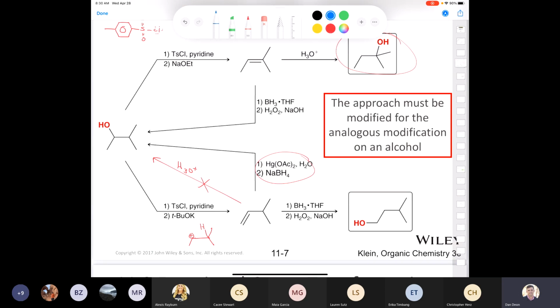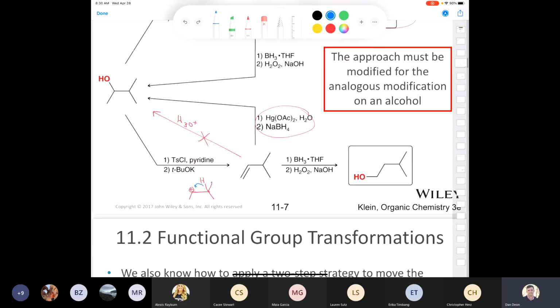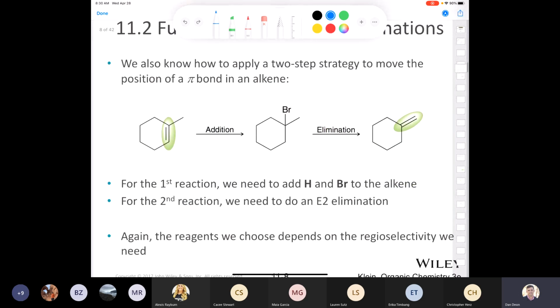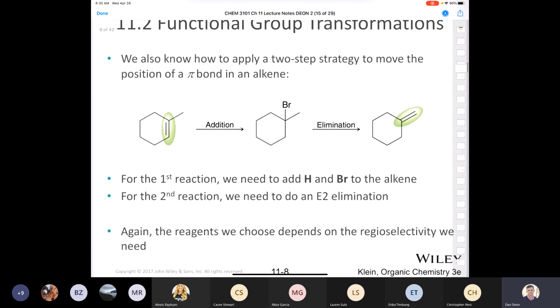What else? Next one, if we want to make the Hofmann alkene, again, using tosyl chloride and pyridine, but using a big bulky base like potassium t-butoxide, and then borane and THF and hydrogen peroxide and sodium hydroxide to do an anti-Markovnikov addition. All right, let's take a look at another example here, and then let's get through a couple of things here, and then we're going to take a look at a couple of problems.